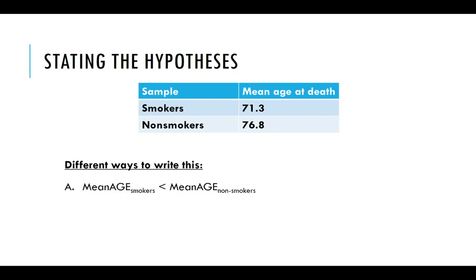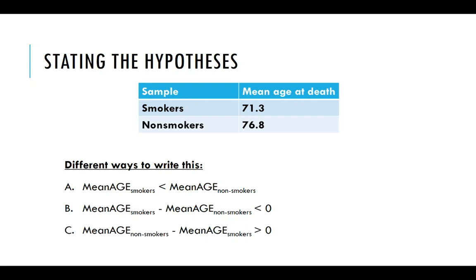We could say, hey, look, I think the mean age at death for smokers is less than the mean age for non-smokers. All right, that's one way. Or I can just subtract one from the other. The mean age for smokers minus the mean age for non-smokers, since I think the first number is smaller and the second number is bigger, that's going to give me a negative, right? So I can look at the difference and say the difference is negative.